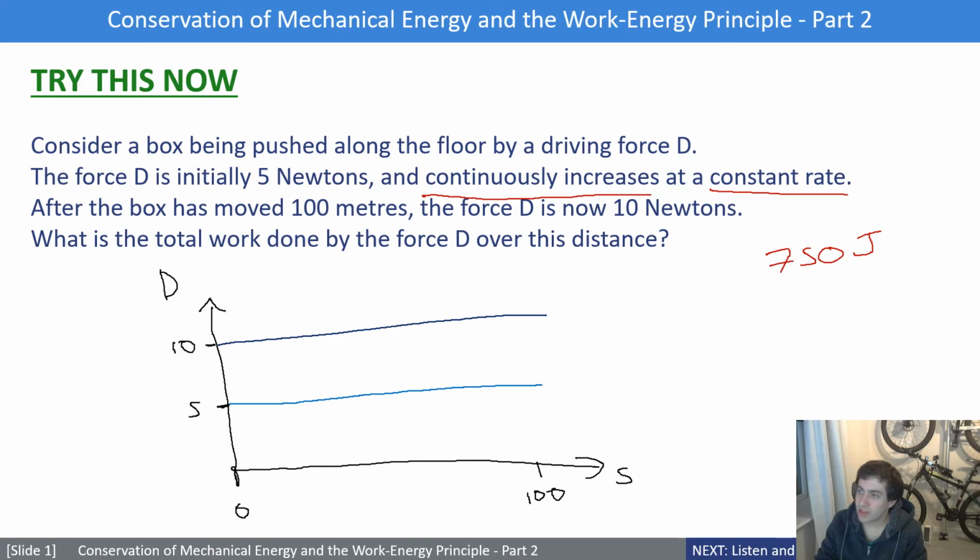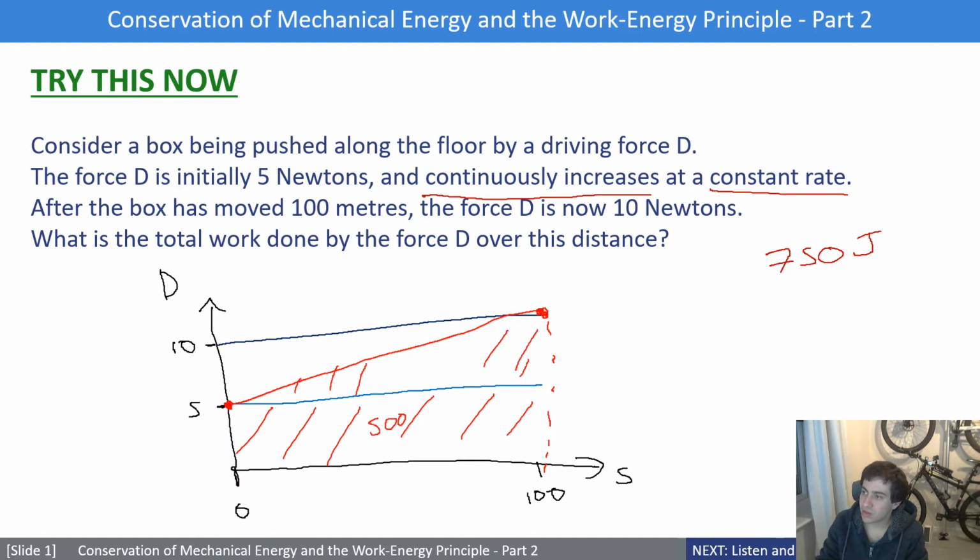So if we consider the area being the work done, then let's mark in red our actual graph. It's going to go from 5 newtons, and then it's a steady increase. And because it's a steady increase, we can mark it as a straight line. This area here is 500. This area here is half of 500, which is 250. So the area is a total of 750. And that's it. The answer is 750.